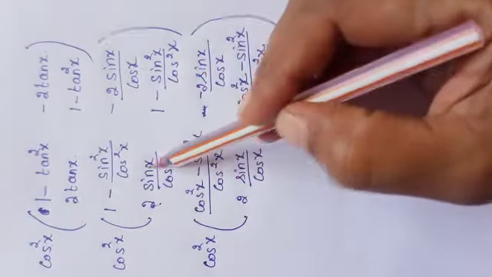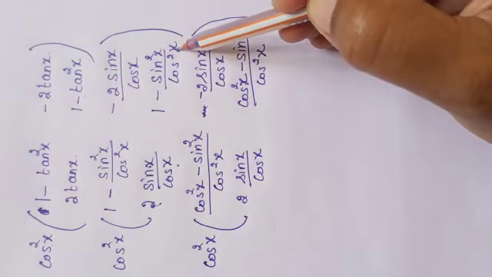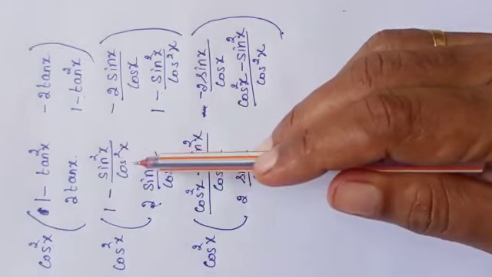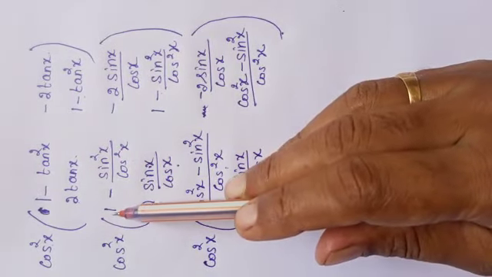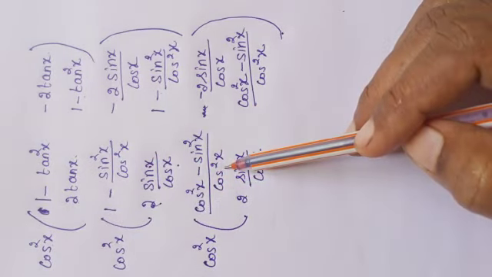See, 2 tan x is 2 sin x by cos x, and 1 minus tan square x is 1 minus sin square x by cos square x. To simplify this, take LCM. LCM is cos square x. Since here there is no number, we have to multiply by cos square x. Cos square x minus sin square x by cos square x.